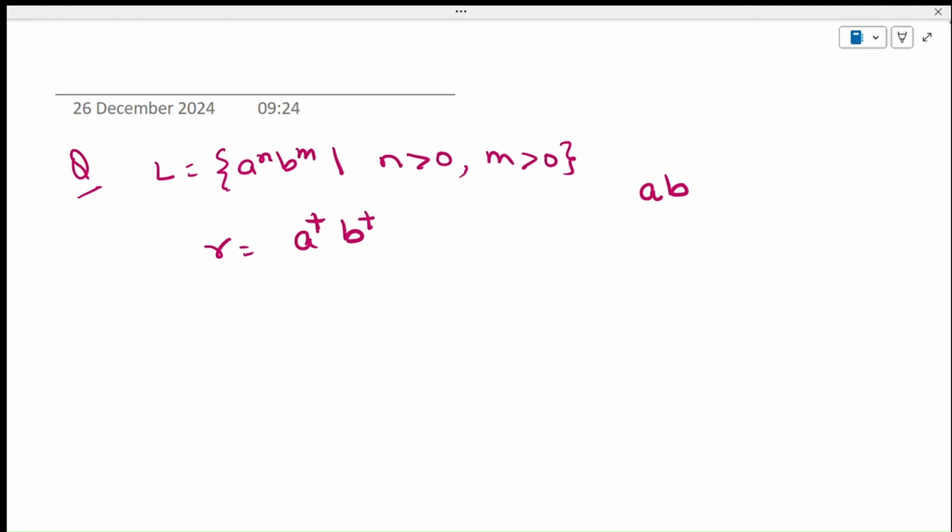There's a question for you all. What will be the regular expression for A raised to the power n, B raised to the power m, such that n is greater than or equal to 0 and m is greater than or equal to 1? Think about it.